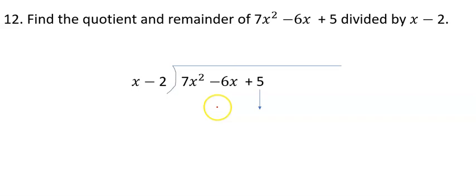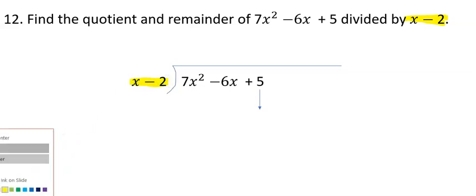Let's look at how we divide these two expressions by long division. First we set up the long division box. The dividend 7x squared minus 6x plus 5 will be put in the box, and the divisor x minus 2 goes on the front.